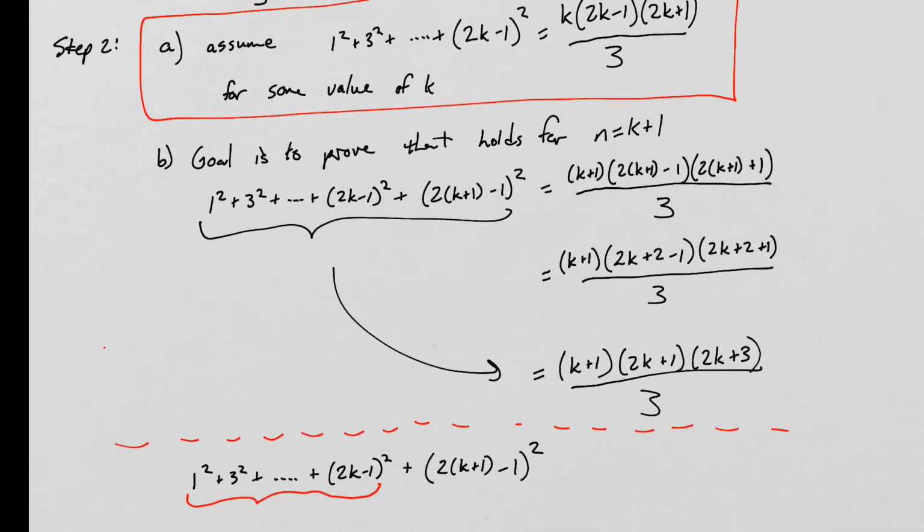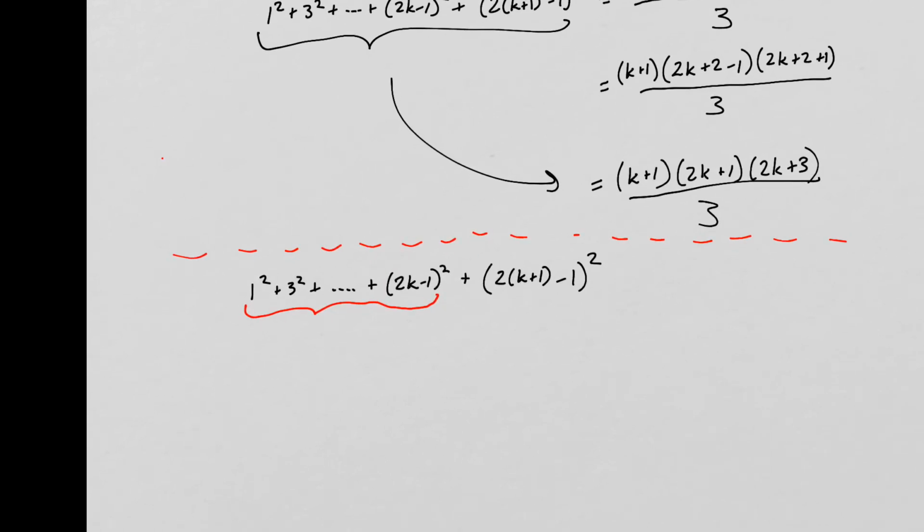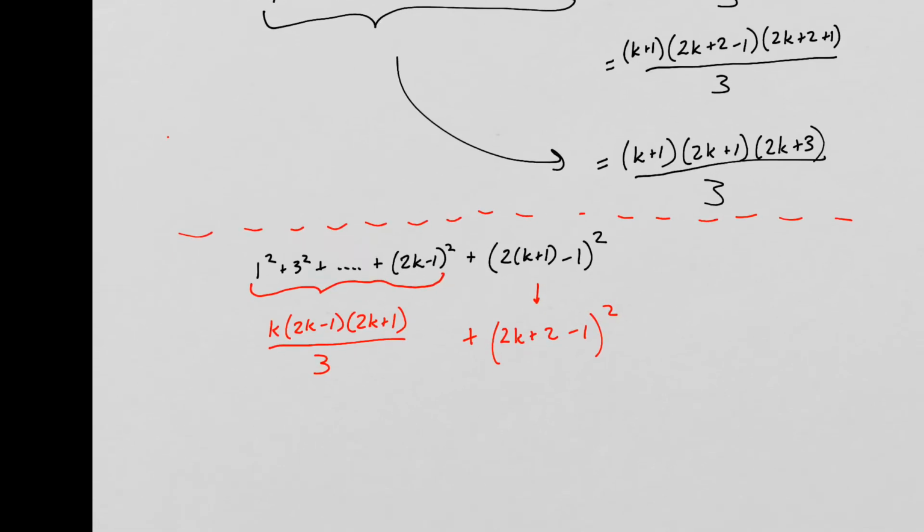So let's write that in. So it's k times 2k minus 1 times 2k plus 1, all over 3. And we are still then adding this guy, 2k plus 2 minus 1, whole thing squared. I'm going to, at all costs, attempt to avoid foiling things out. Now, I might not succeed, but I'm going to try.